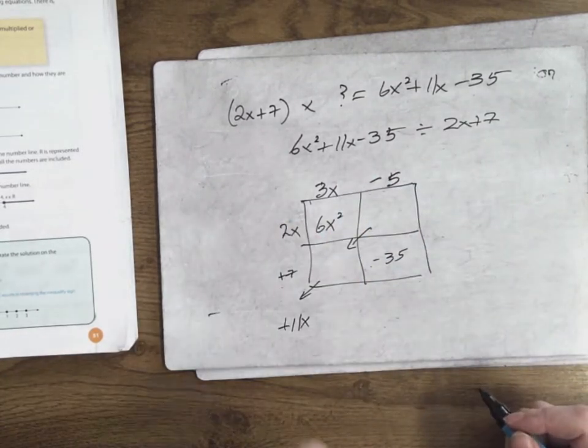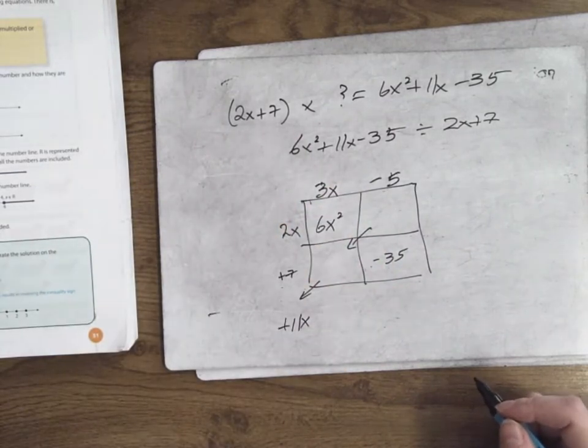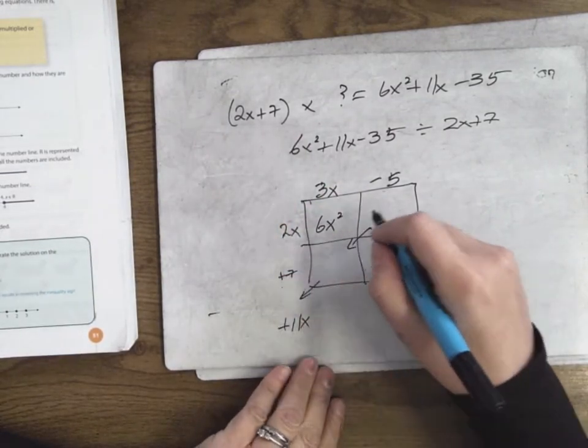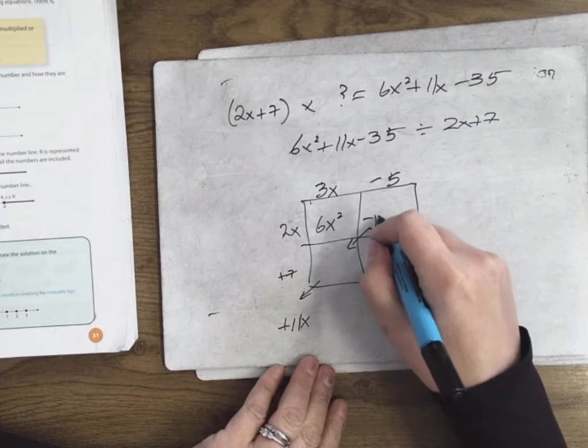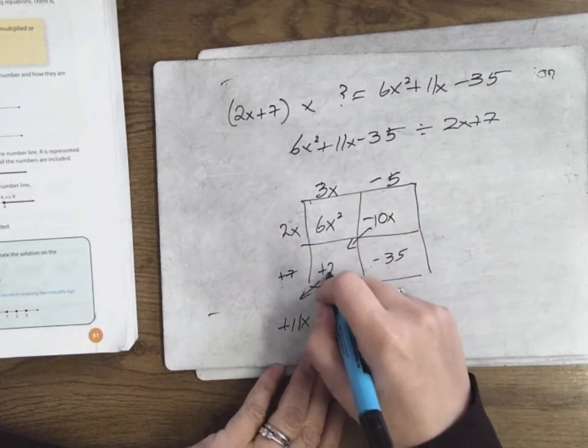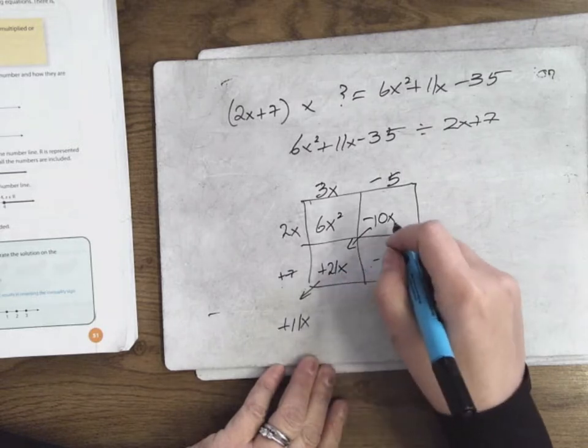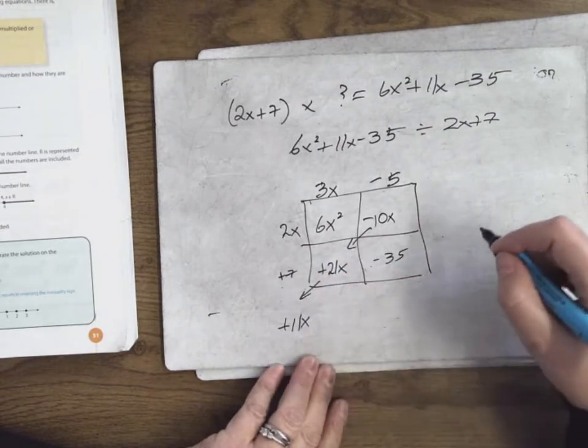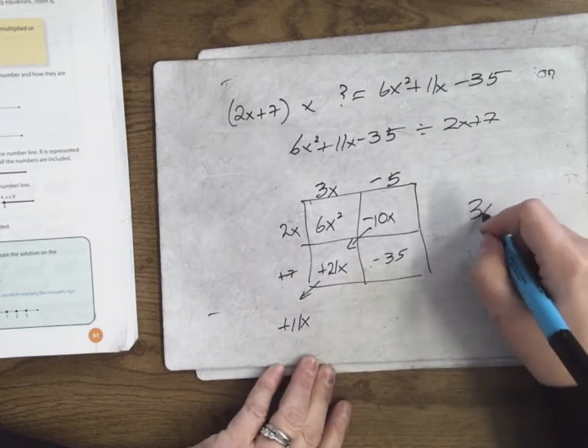That's my answer. What's the rest of the empty boxes for? They're just to check. So 2x by minus 5 is minus 10x. Plus 7 by plus 3 is plus 21x. And is minus 10 plus 21 plus 11? Yes, it is. So my answer is 3x minus 5.